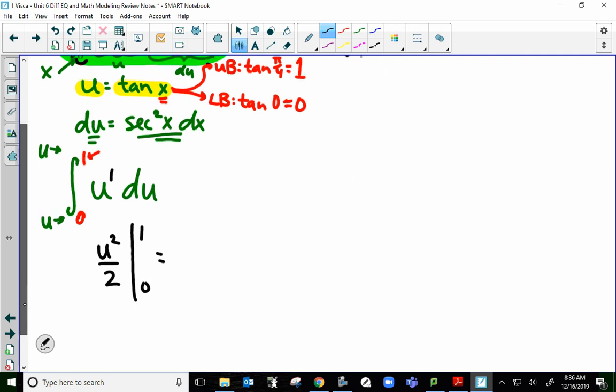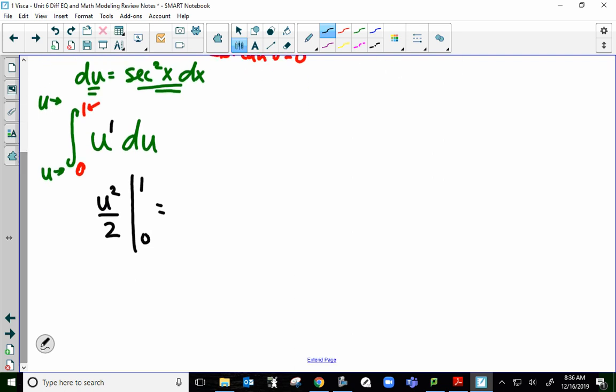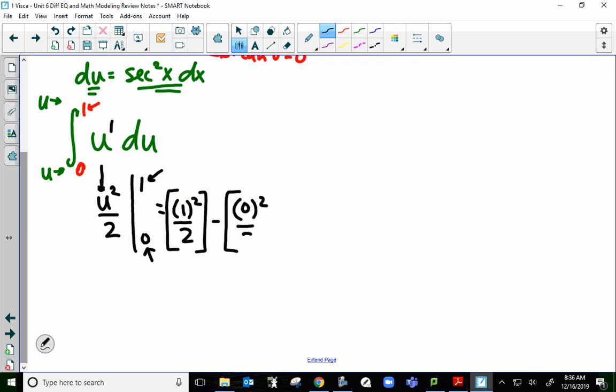And how do I integrate? Simple. I put the top bound in first for u. These are u's now, so we can go right in here. So it's 1 squared over 2. Whatever value that is when I put the upper bound in, I subtract, then putting the lower bound in for my u, 0 squared over 2. Love throwing in zeros because this just becomes 0. 1 squared is 1. It's 1/2 minus 0, which is 1/2.